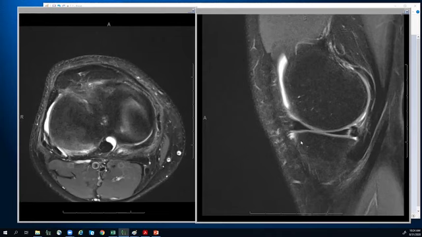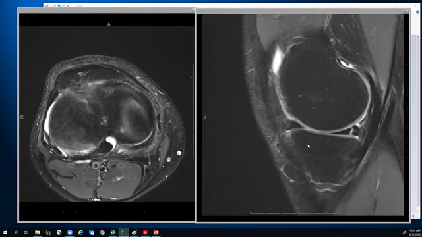Now, the reason that I wanted to show this case in particular is because this type of a tear has an association with ACL injuries.